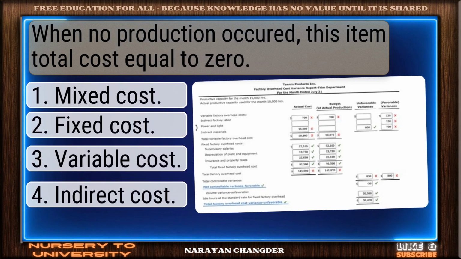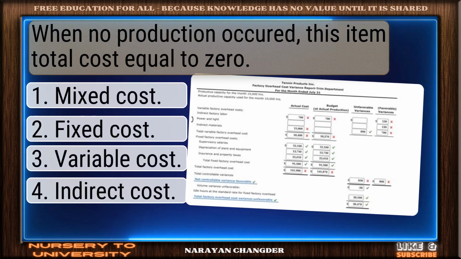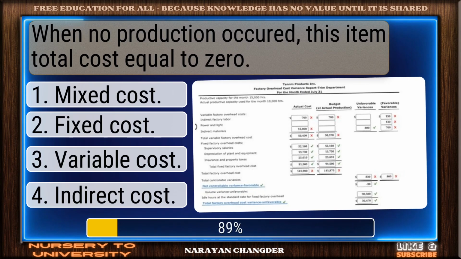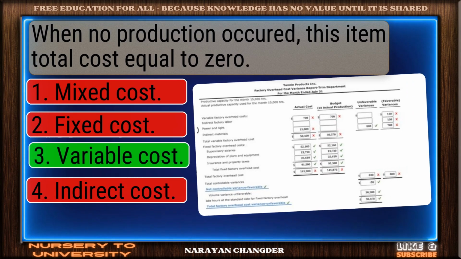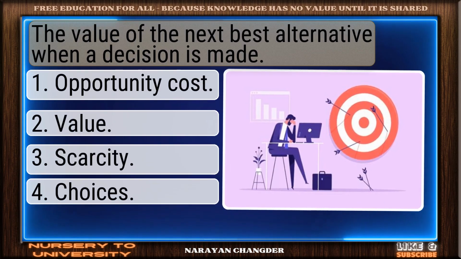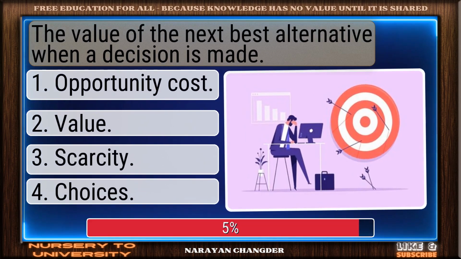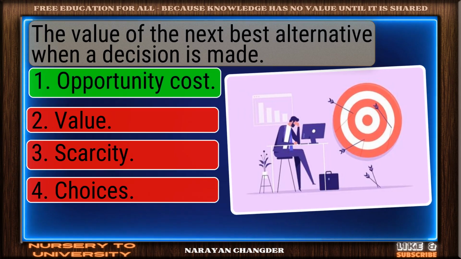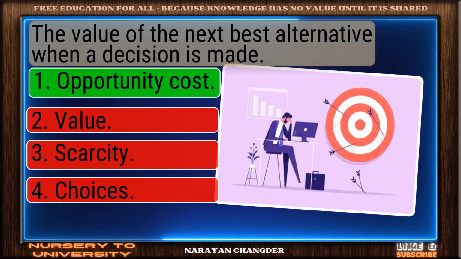When no production occurred, this item total cost equal to 0. Correct. Variable cost is spot on. The value of the next best alternative when a decision is made. Great thinking. Opportunity cost is right.